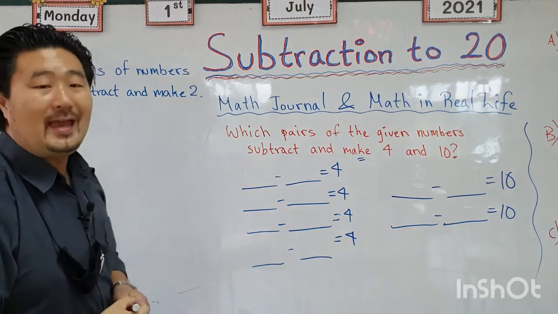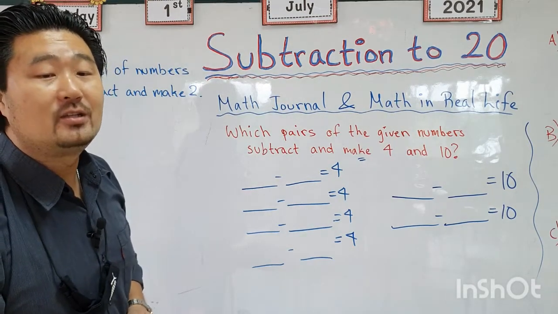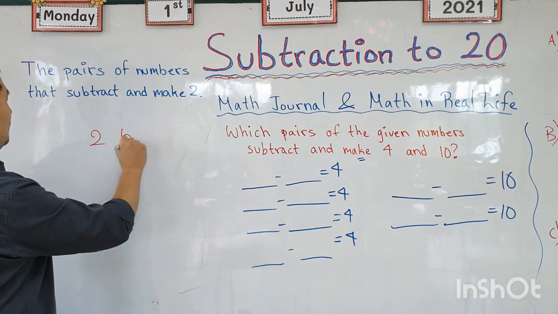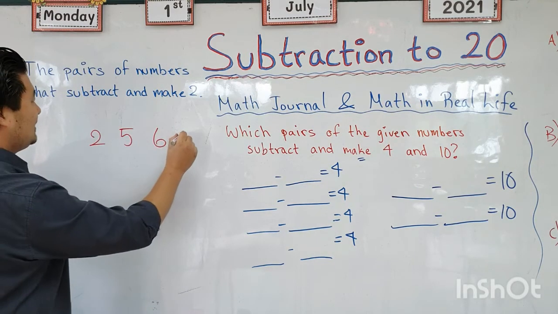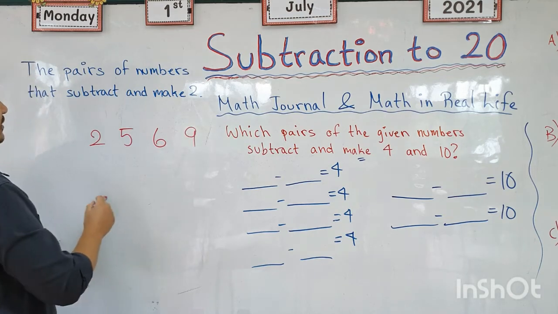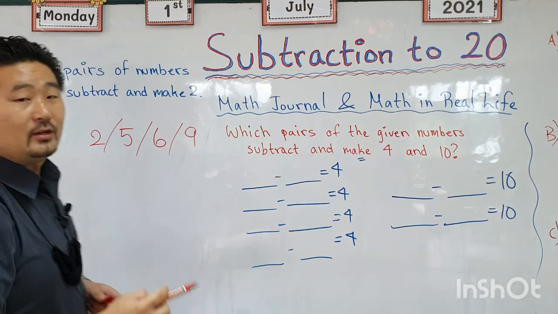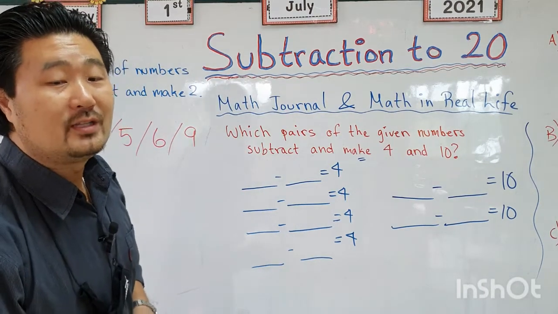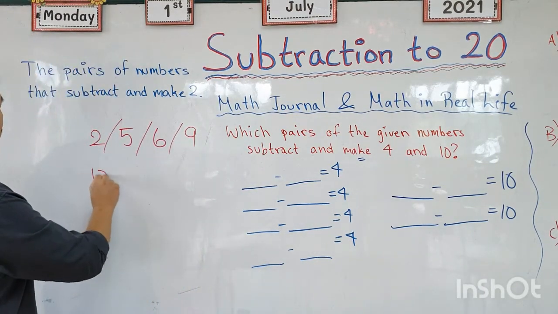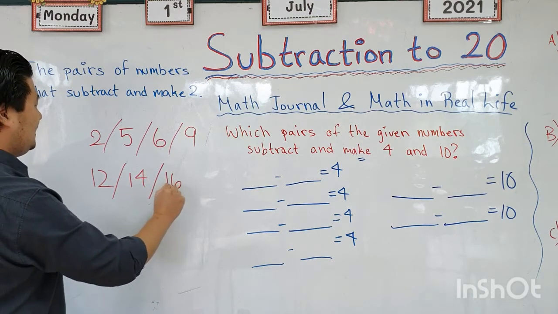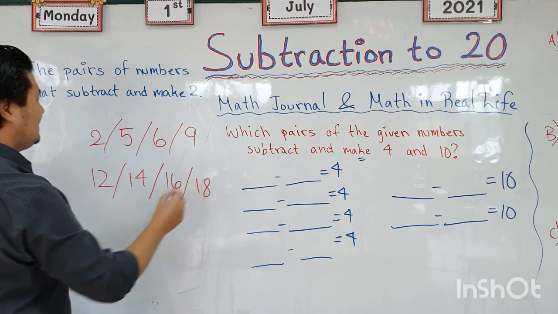So you have 8 numbers now, not 4, you have 8. 2, 5, 6, and 9. Okay? 1, 2, 3, 4. And then you have 12, 14, 16, and 18.